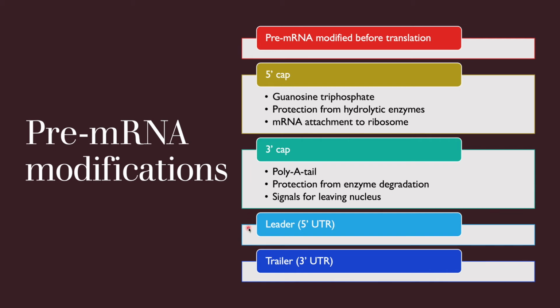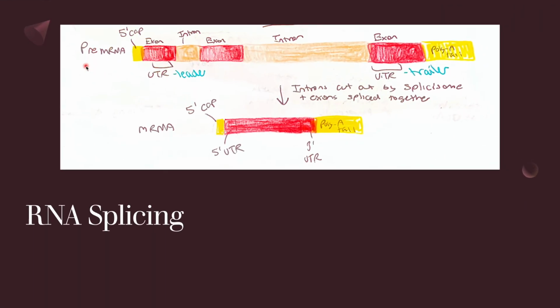The leader is a non-coding sequence of mRNA found near the 5' end. It is known as a 5' UTR. The trailer is also a non-coding sequence but is located at the 3' end and therefore is called 3' UTR. As you can see here, pre-mRNA is composed of a 5' cap, a poly A tail, the 5' UTR or the leader, the 3' UTR or the trailer, and exons and introns, which we will discuss shortly.